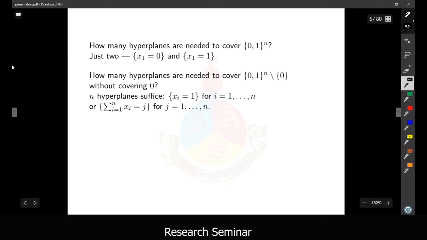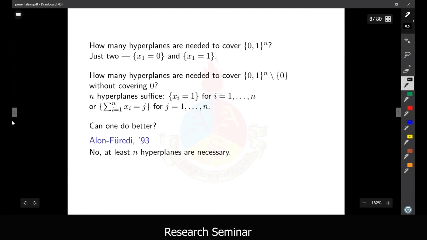But this is not the only option, because we can also consider other hyperplanes. Namely, we can ask what is the sum of the coordinates, and we can iterate over all possible sums from 1 to n. In this way, we will also cover every point which is not the point with all zeros, and also we will use n hyperplanes. So the question is whether it is the best possible solution.